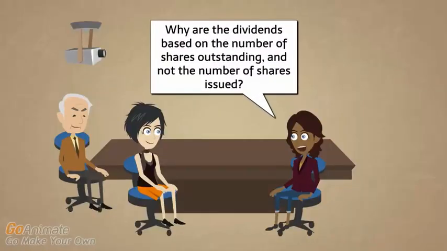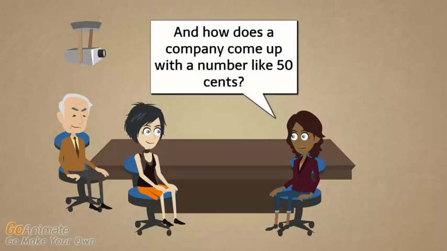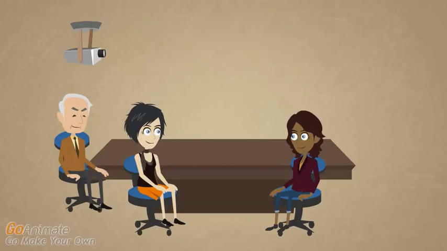Why are the dividends based on the number of shares outstanding and not the number of shares issued? And how does a company come up with a number like 50 cents? So shares outstanding are the shares held by the public, whereas shares issued, remember, is shares outstanding plus the shares held in treasury, owned by the company. It doesn't make sense for the company to pay itself dividends as an owner. So we ignore the treasury shares and we just pay the dividends to shares outstanding.